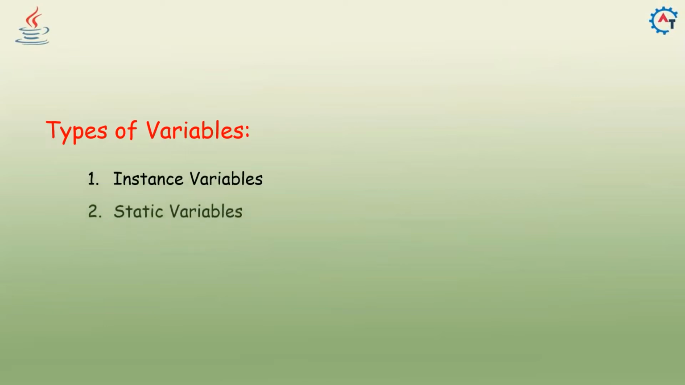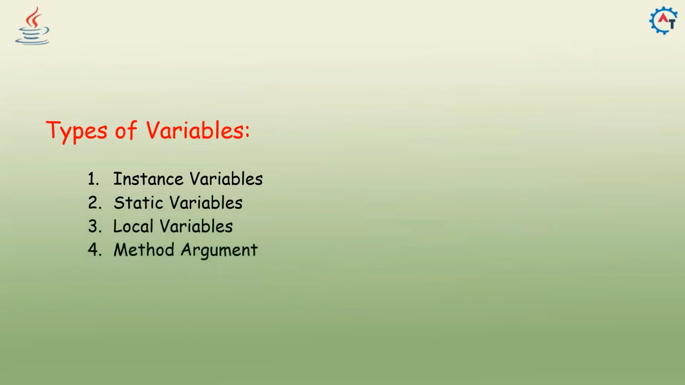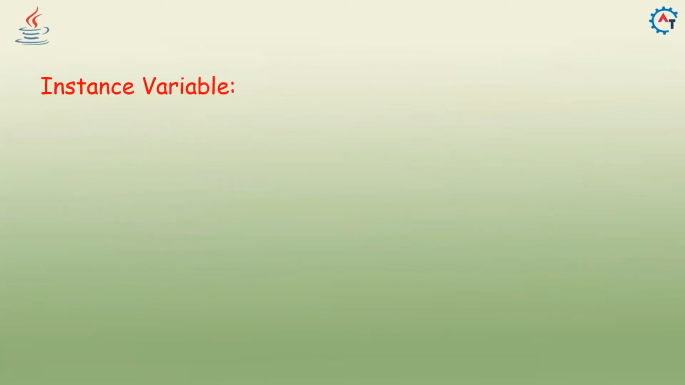Then static variables, local variables, then method arguments. So these are the 4 types of variables that are available. We will see them one by one. So, instance variable. What do you mean by instance variable?